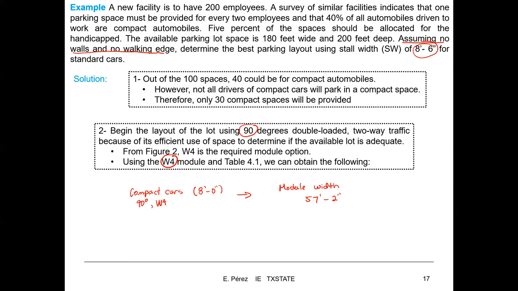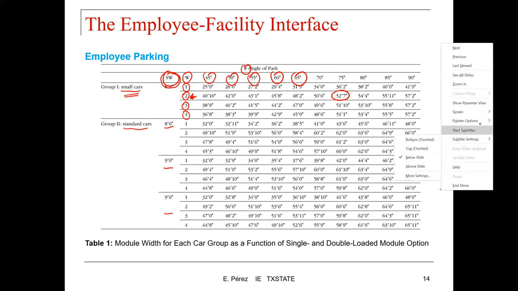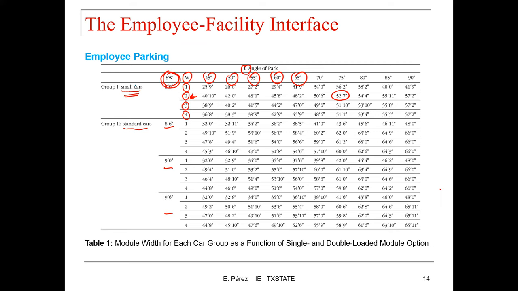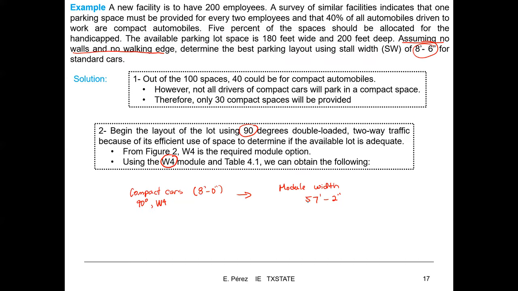So if I go to the table, I'm looking at small cars or compact cars. We change the color. So I'm looking at small cars, a W4 and 90 degrees. So the width of that module is 57 feet and 2 inches. So if I go here, that's the module width that I'm going to use for compact cars.